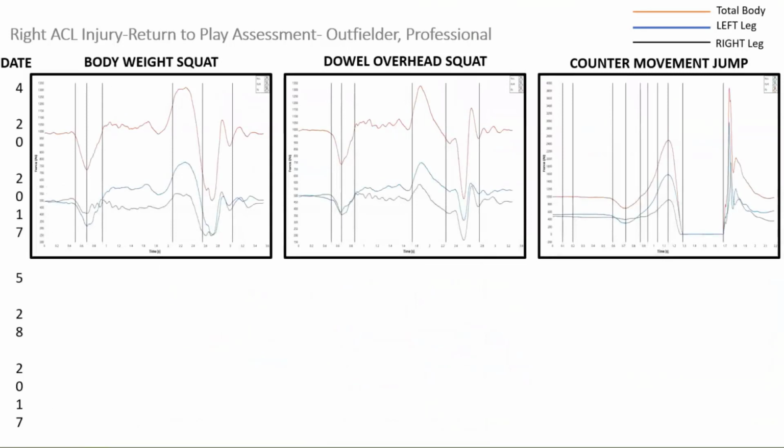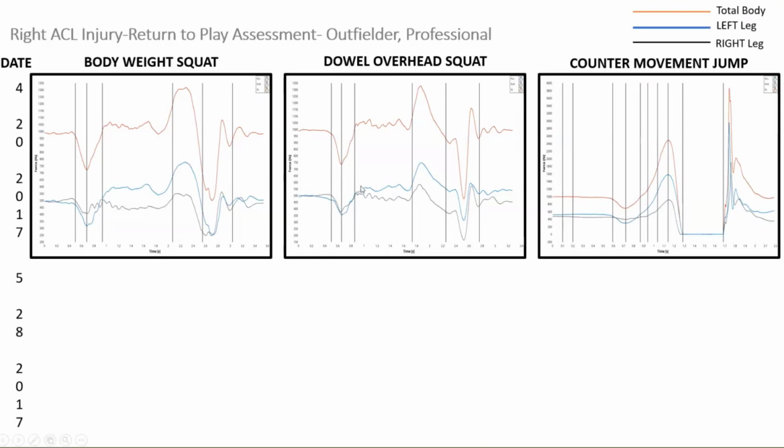And this is an outfielder, right ACL, returning to jump. So we're talking about the jump progression, how we do it in rehab. First day of jumping, again, the left leg is blue, the right leg is the injured leg, that's black, and then the red is total. As you can see, this bodyweight squat is having an obviously hard time breaking, which is understandable, but there's still a big asymmetry there.